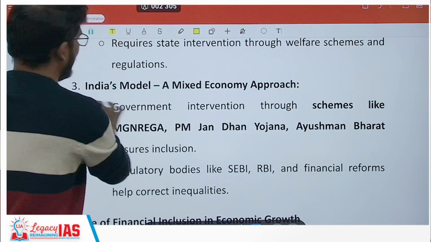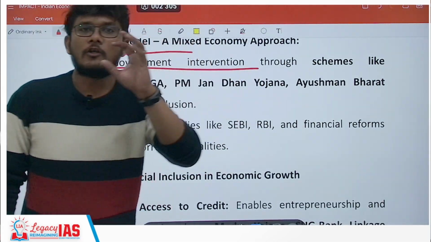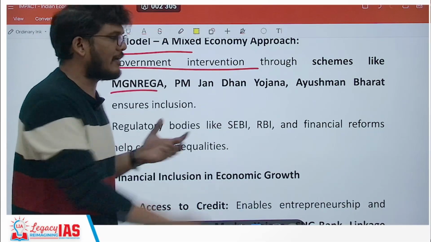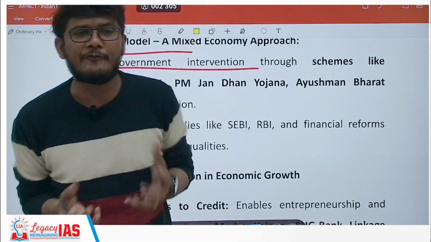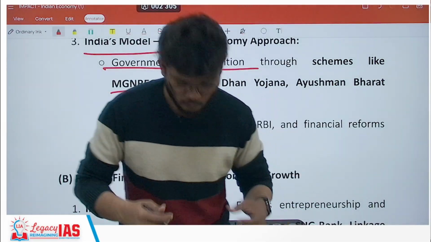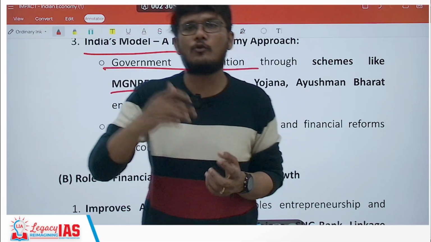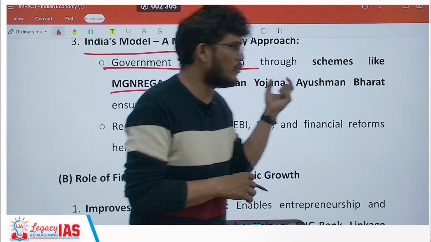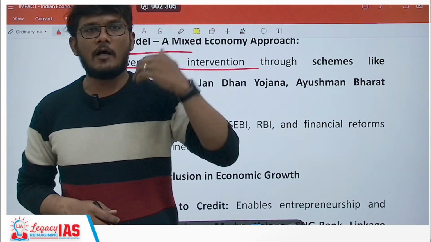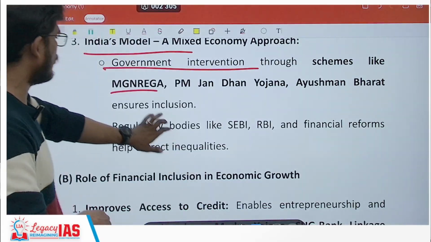And then the mixed economic system is what? India's model. You can mention India's mixed economic model, wherein the government intervenes through examples like MGNREGA, Jan Dhan Yojana, Ayushman Bharat, and so on, to provide facilities to the poorest of the poor section of society, to the last person standing in the queue as well. You should use these kinds of phrases. Facilities would be available to the last person standing in the queue. These are the phrases you should use in your answers.